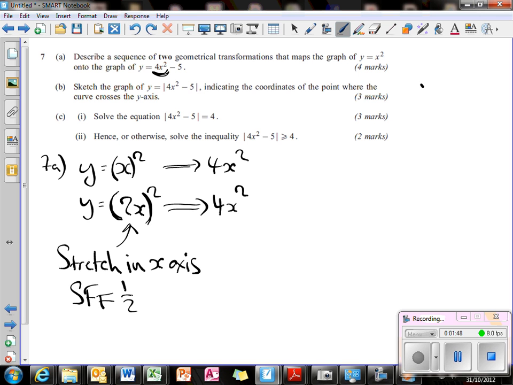And then this makes the second bit easier if you think about it. We're then just taking away 5. So we've done a stretch in the x-axis, scale factor a half, and then we're doing a transformation which is just 0 in the x direction, and it's just moved down 5. So it's moved in the y direction, down 5.